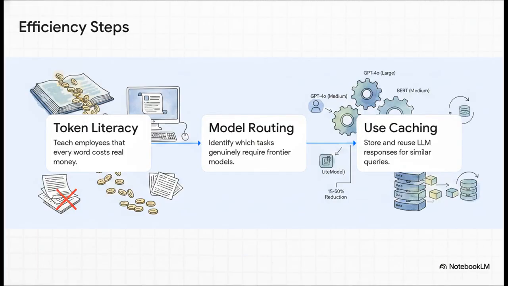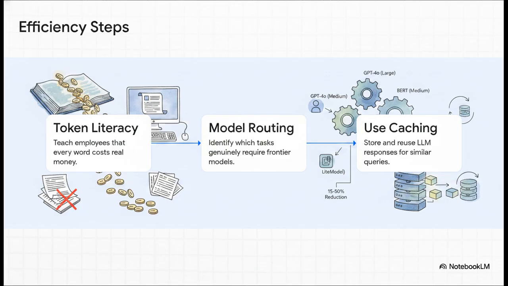And this brilliantly illustrates how we actually fix that behavior. We need 3 steps. First up, token literacy. Just picture that one employee who needlessly pastes a full 20-page document into a prompt just to ask for a simple 2-sentence summary. They're generating 10 to 50 times the token cost of a trained colleague who knows to only paste the relevant paragraphs.